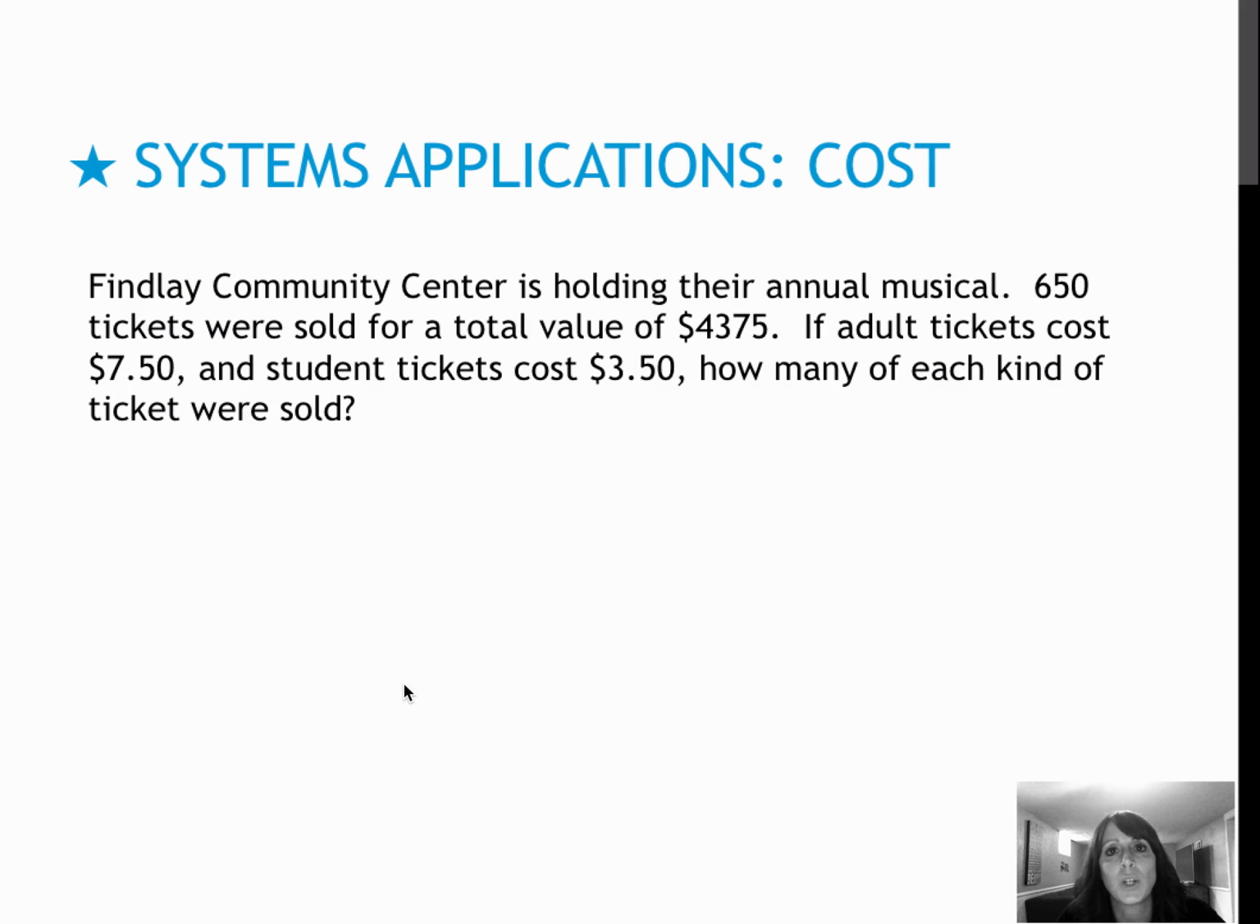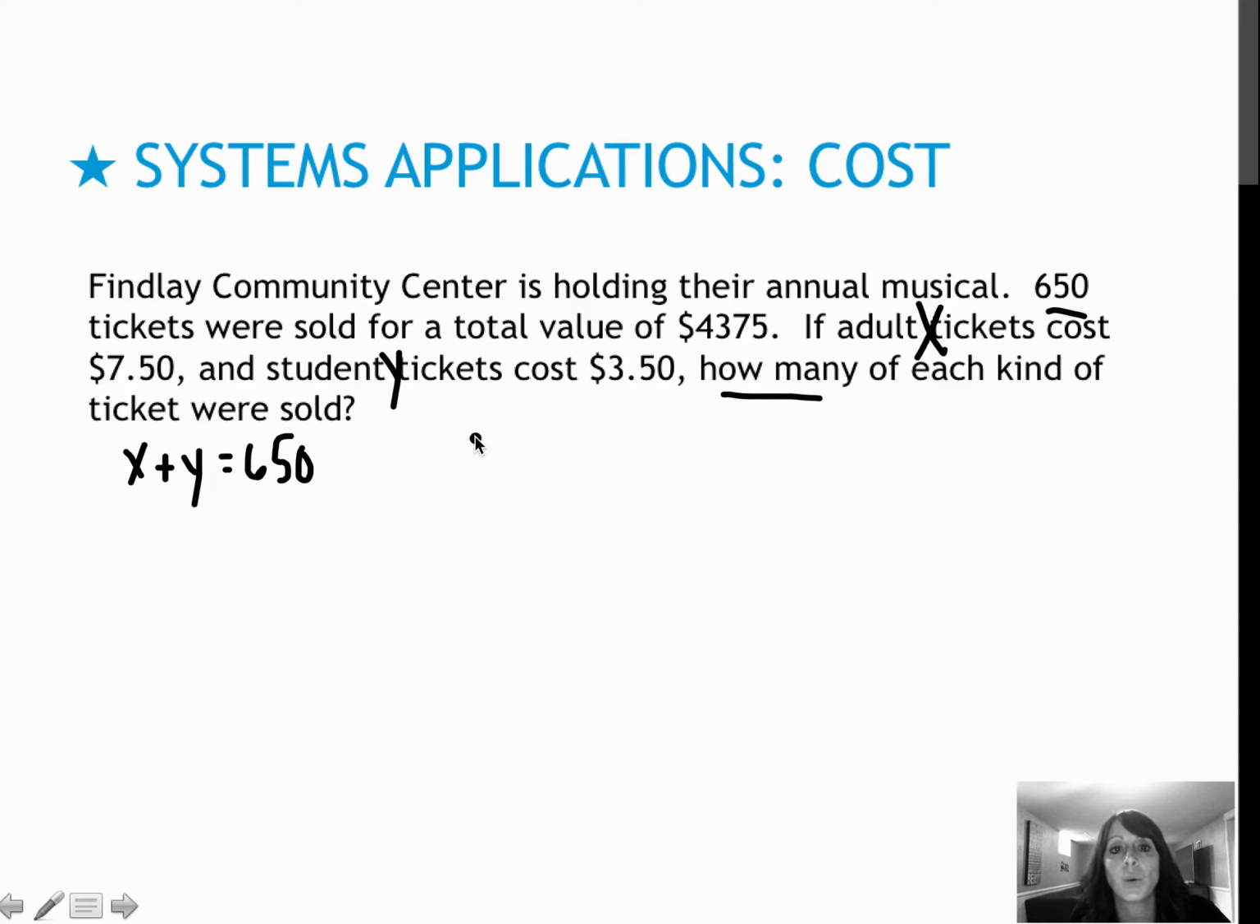My last example is a little different because I'm actually asked to find how many rather than the cost, which is provided, but I'm going to choose to use x to represent how many adult tickets and y how many student tickets. And I'm going to set up my equations in the same way. There are 650 total tickets, so my first equation will be x plus y equals 650, because those are the two values for how many tickets.